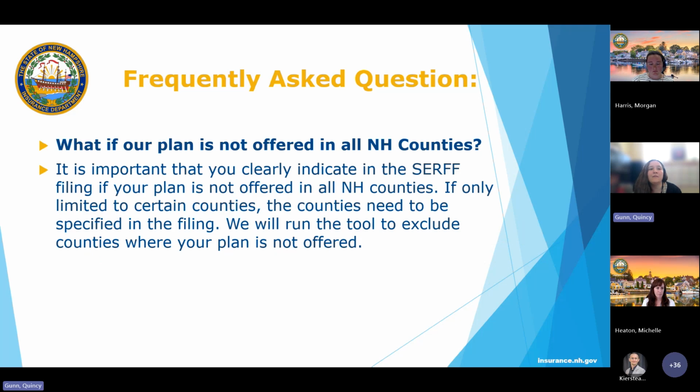Another question that we get pretty often is, what if our plan is not offered in all New Hampshire counties? It's just important that when you file your network adequacy template in SURF, that you clearly indicate any counties that you're not marketing your plan. So as long as you include that and it's clear to us, it'll make it easier for us to get objections back to you that makes sense for the counties that you're offering your plan in.